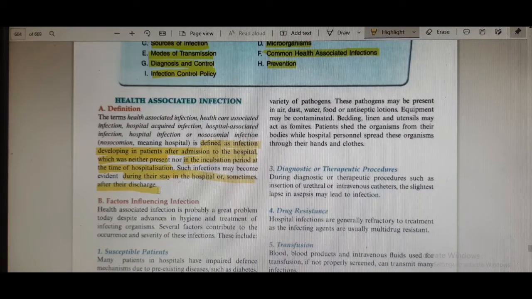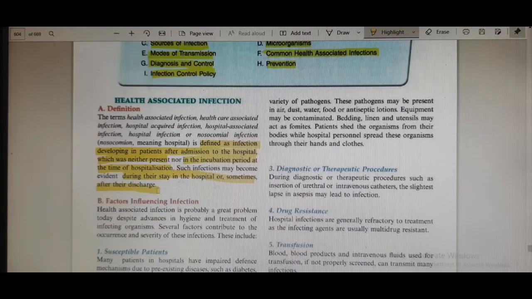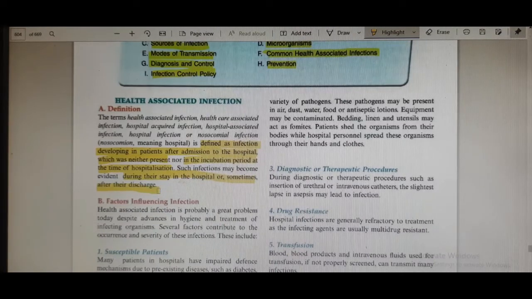So this infection is not observed in the patient when he is in the hospital, or when he is in the incubation period. Incubation, in the sense, he is being admitted to the hospital. So these infections are not observed at this time, but they are observed during the stay in the hospital or at the time of discharge. So that is the definition of health associated infection.